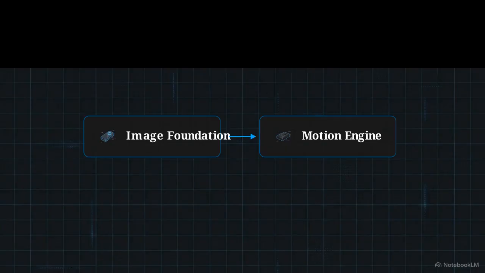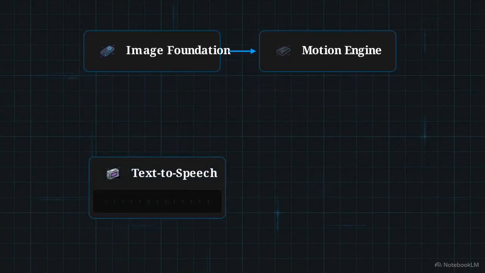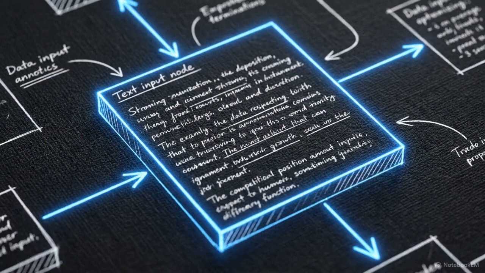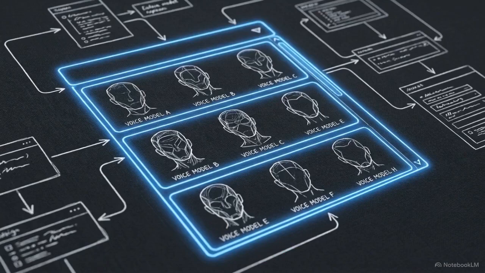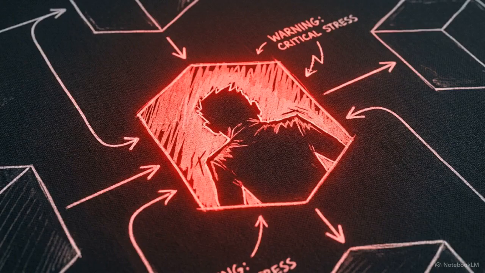With visuals locked, we build the audio layer. We add a parallel track of audio nodes below the video layer, one for text-to-speech and one for music. Paste your script directly into the text-to-speech node. Then, select a voice model matching your scene's specific tone, like a calm narrator or an urgent newscaster.